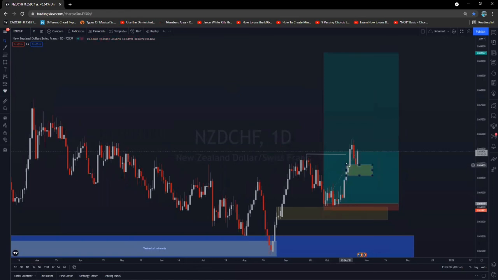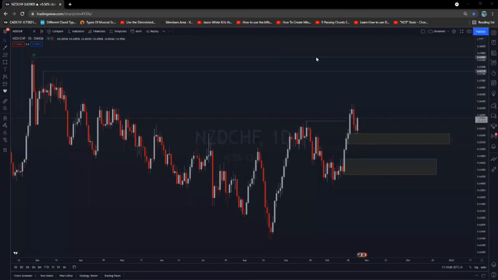I shared this setup on Telegram, and if you were able to catch it, kudos to you. But then if you weren't able to catch it, I think I might have an opportunity for you. So let's go on to a different chart so that I can show you where you can enter. So as you can see, break of structure, order block, and now it's reacting off of it. This is much cleaner.